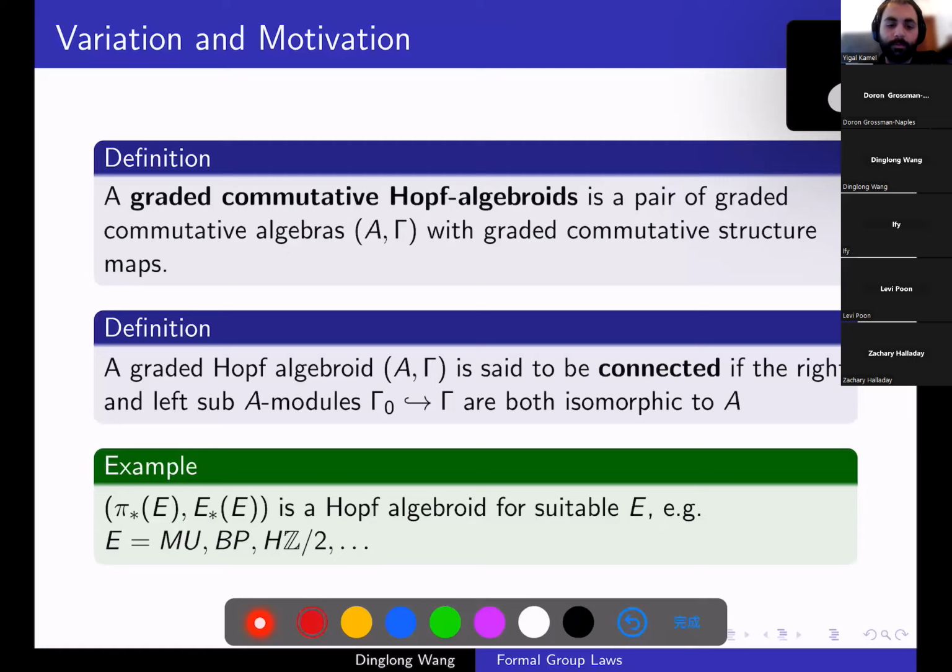Okay, and what does it mean to be suitable? I think you can check section 2.2 of Ravenel's Green Book, if I remember correctly.